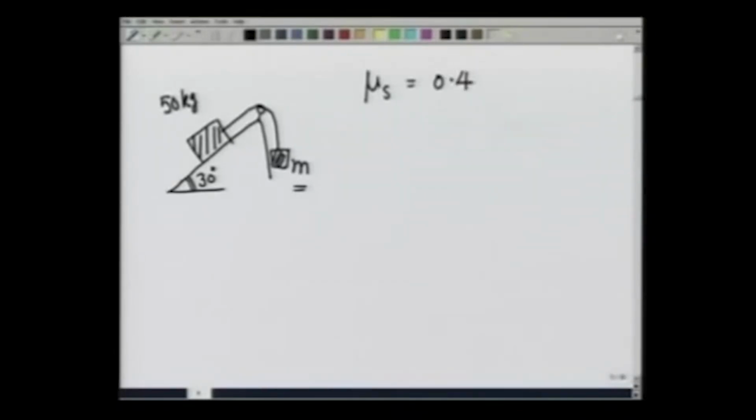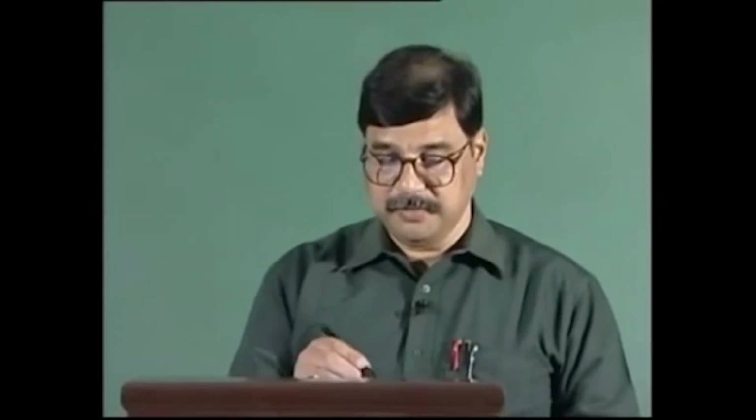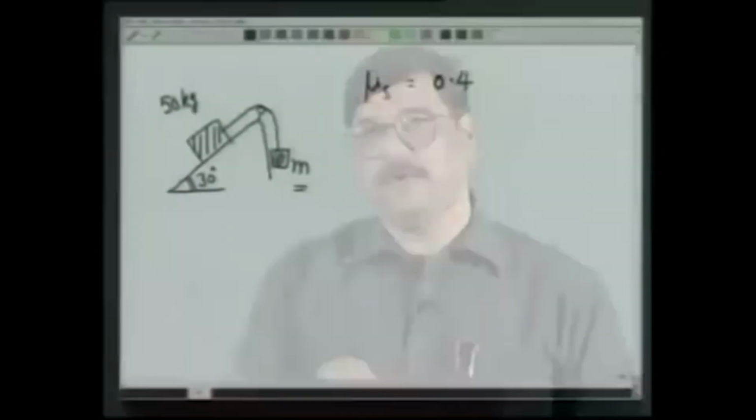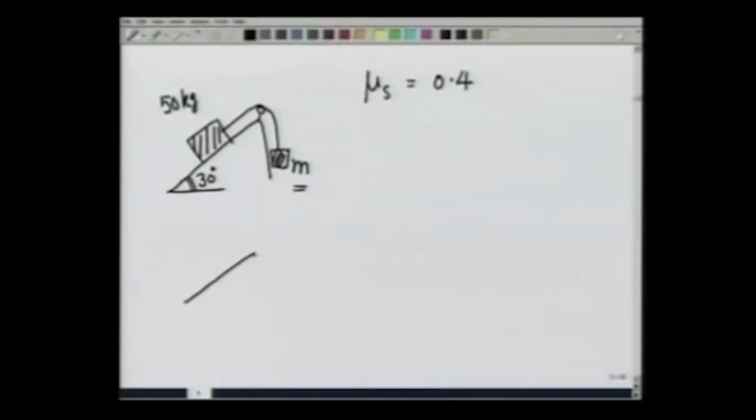Why should small m have a range to start with? It has a range because there is frictional force acting on the 50 kg block. Suppose there was no friction. If there was no friction, only one particular value of m would balance the capital mass M. How so? Let us understand that.